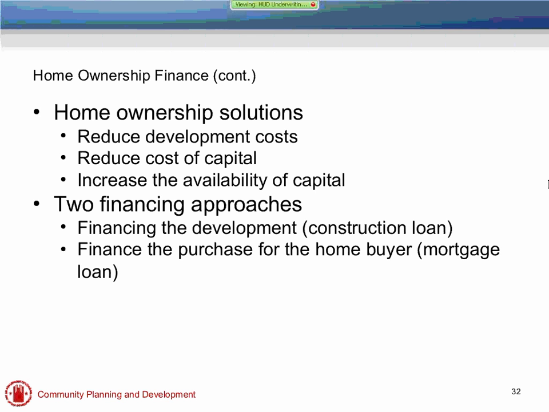And really, there are two financing approaches. We're looking both at financing the actual development, which is the construction loan, and financing the purchase for the actual home buyer, so actually helping to finance the mortgage. And really, the mortgage is our takeout. Again, just as we talked about on rental housing, our construction loan is paid off by our permanent financing. Same here with homeownership finance: our construction loan is taken out by the mortgage of the home buyer. And really, we're looking in this homeownership finance to subsidize both the financing of the development and the financing of the home buyer.